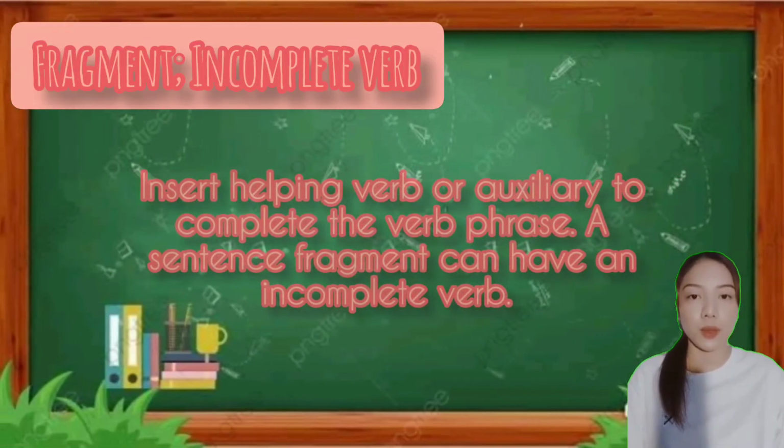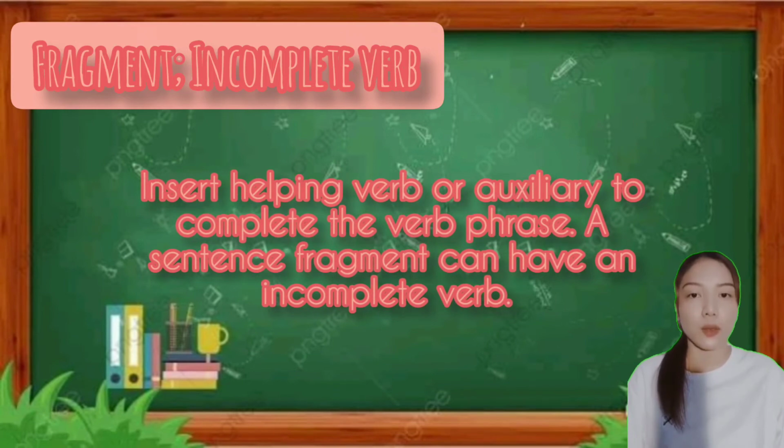Complete verb. Insert a helping verb or auxiliary to complete the verb phrase. A sentence fragment can have an incomplete verb. In order to fix that, all you need is to insert an auxiliary or helping verb that helps the main verb denote the action of the subject, extending its meaning to complete the verb phrase.